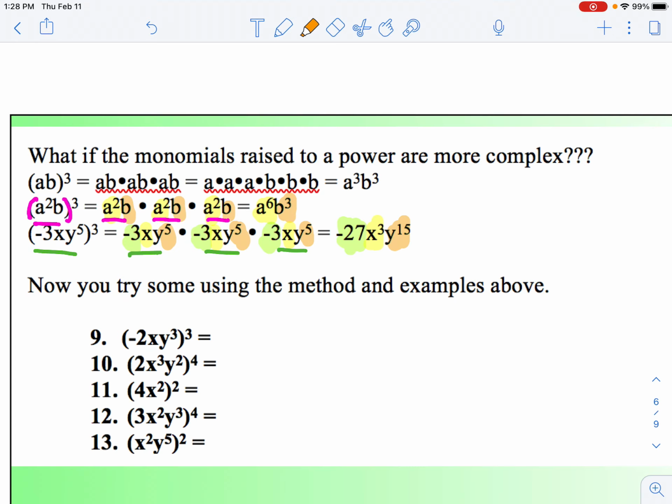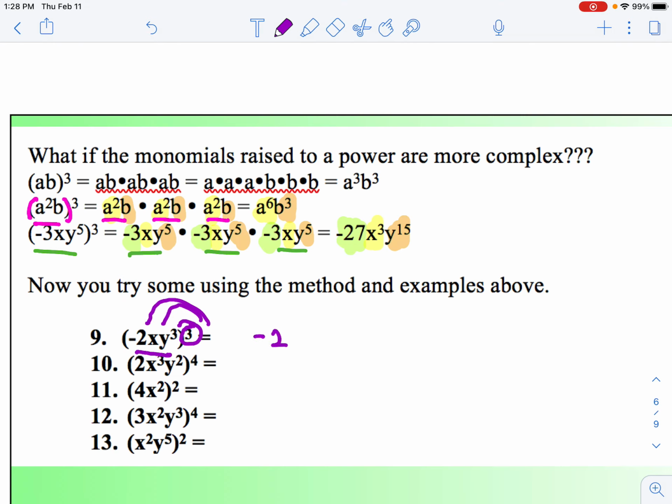This is kind of an extension of multiplying monomials. We've been writing it out the long way. But remember, a power to a power, we're going to multiply those exponents. So what we're really doing here in this next example is we are taking this base right here, and kind of like the distributive property, we have to take each one of those and raise it to the third power.